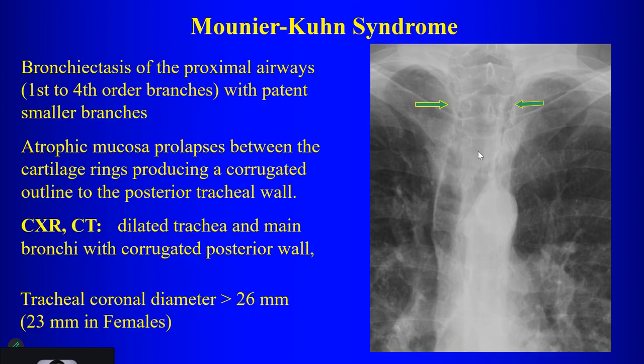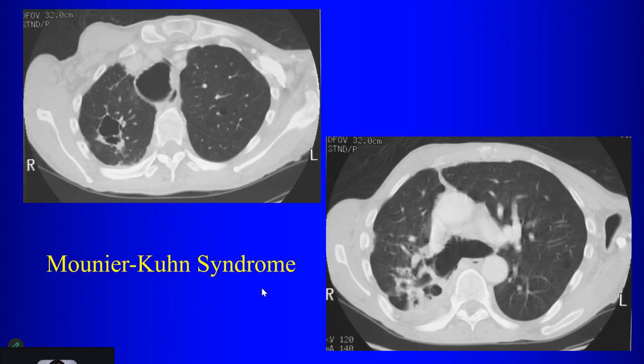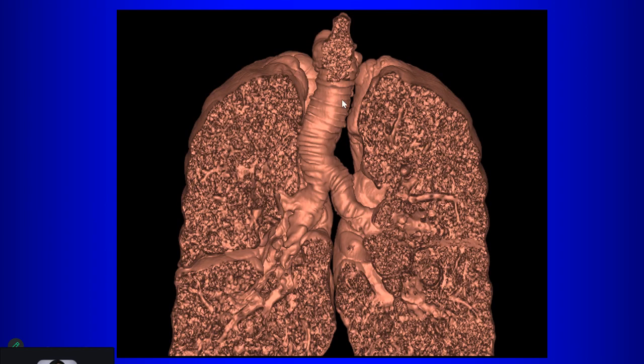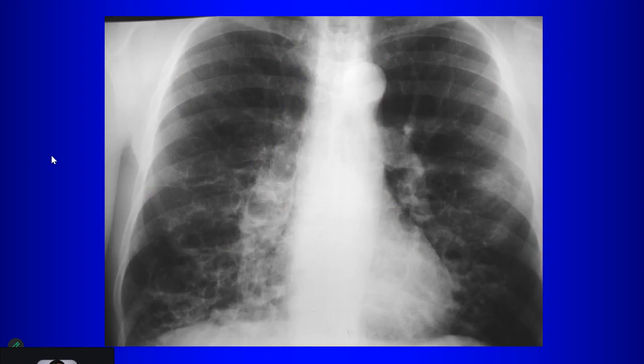So the dilated trachea, dilated central main stem bronchi. For numbers, tracheal coronal diameter greater than 26 in men and 23 millimeters in women. Dilated trachea here, that corrugated appearance of the trachea in the airways is also a typical feature of Meunier-Kuhn syndrome. And here's a nice volume rendered view showing you the trachea and the central airways in that patient. Okay.